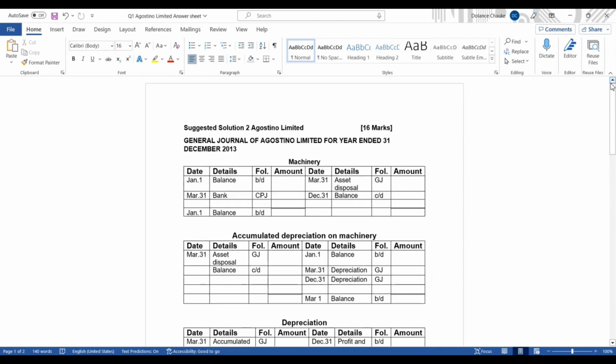They are saying to us, on the 31st of March 2013, machinery A was traded in for machinery B costing 365,000. Now you need to ask yourself, what is that 365,000? Is it a new vehicle? Is it an old vehicle? What is happening with it? Okay, maybe let's start with trade in.